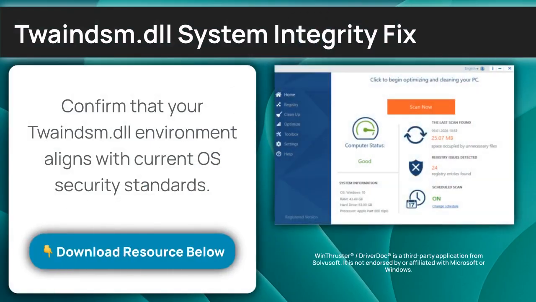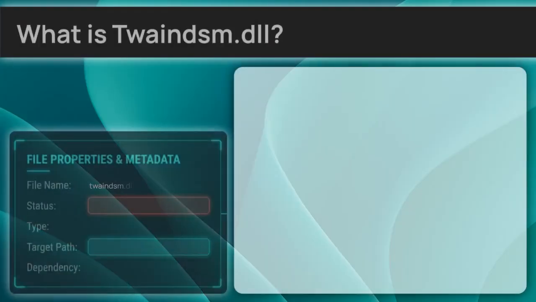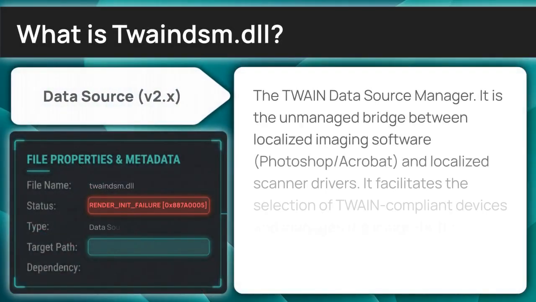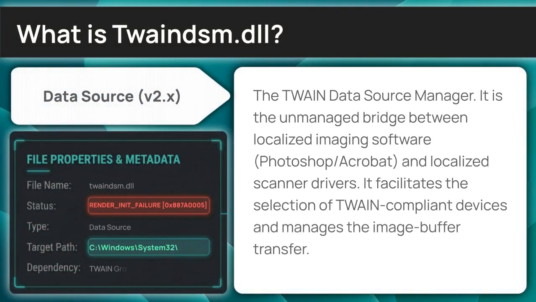This is the TWAIN DSM Library, the TWAIN Data Source Manager. It is the unmanaged bridge between localized imaging software, Photoshop and Acrobat, and localized scanner drivers. It facilitates the selection of TWAIN-compliant devices and manages the image buffer transfer. Now that we've covered what the file does, let's jump into our first fix.